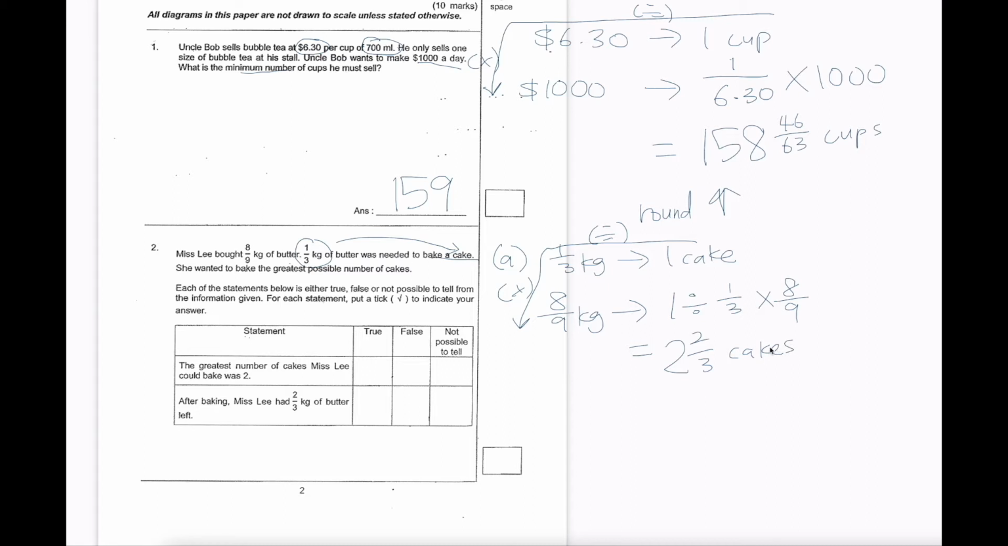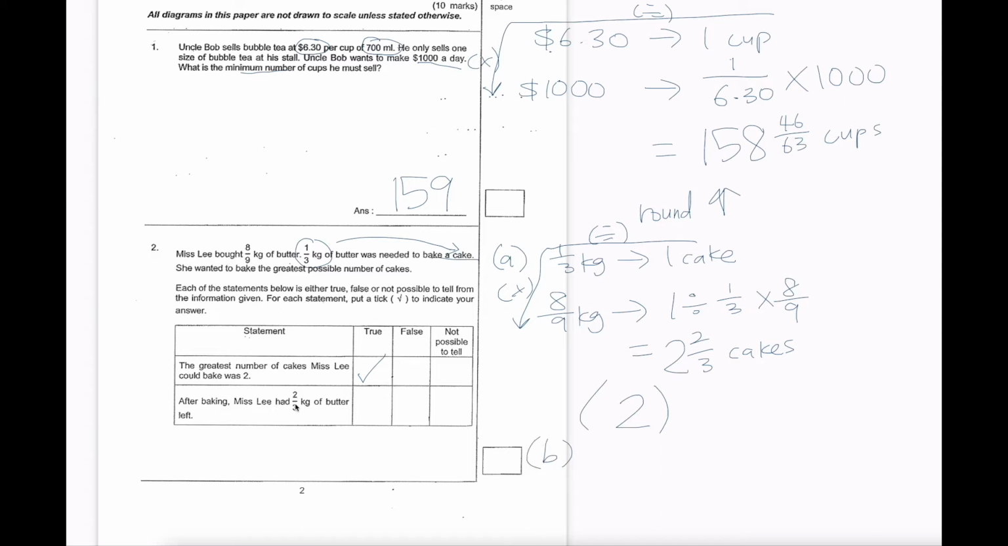Okay, so what's the greatest number of cakes Miss Lee could bake? It is 2. In this case, we need to round down because she only has this amount of flour. If I were to bake 3 cakes, I will need more than this amount, which is not what she has. So the answer is true. Alright, so this is the answer. That's why it's true. Let's go to part B.